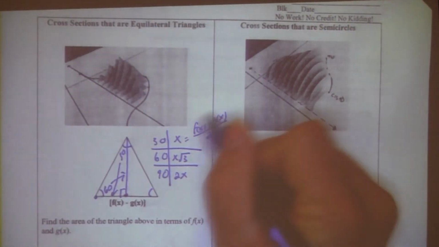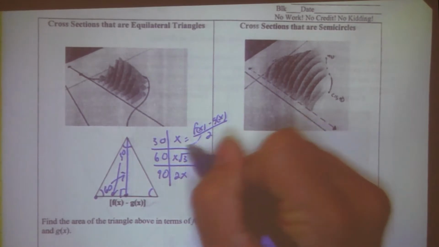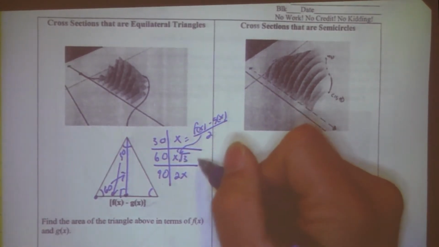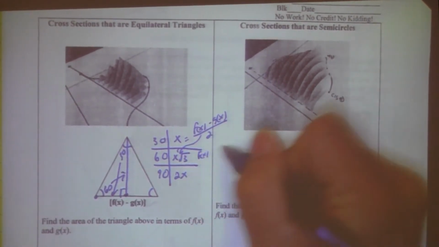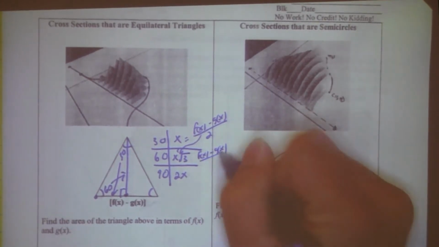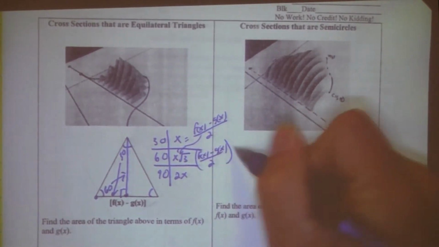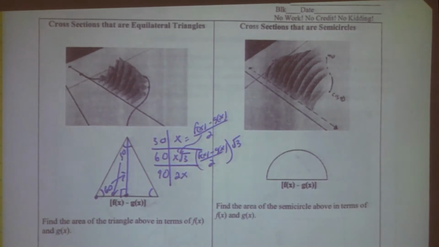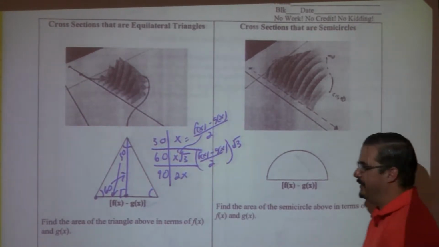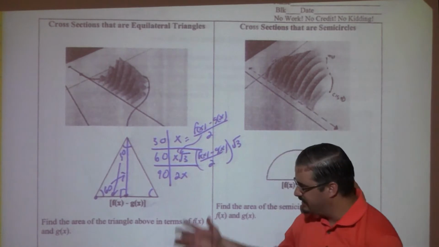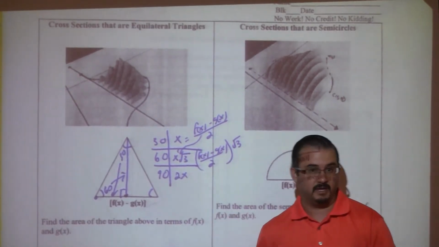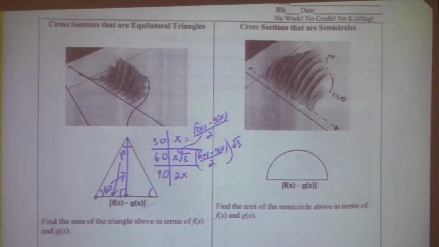So if all of this is x, and all of this takes the place of that x right there, it'll be f of x minus g of x divided by 2, all of that times radical what? 3. That'll be my height. Are you with me? We're trying to come up with the formula that I could use, that way I don't have to do this every single time. Once we work this out, we're going to know the formula and just memorize it. But this is how we're getting that formula.